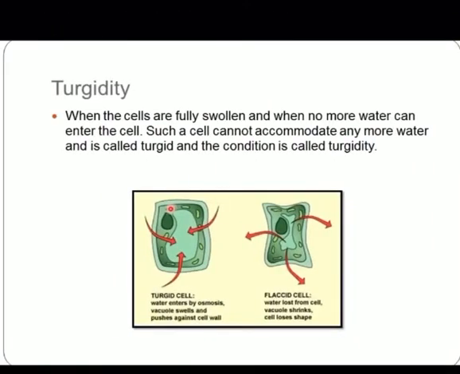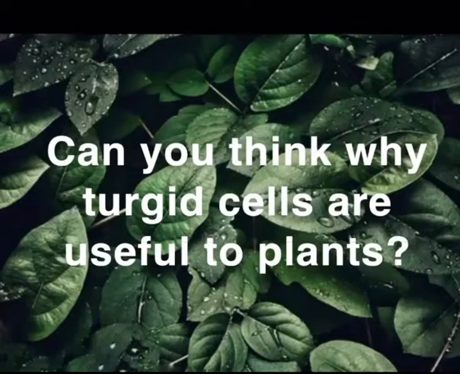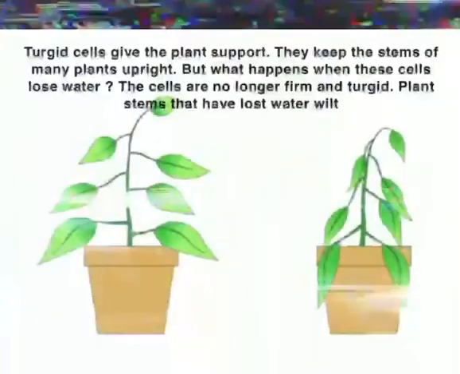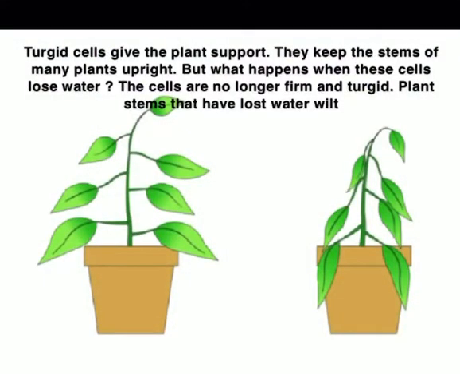Turgidity: when the cells are fully swollen and no more water can enter the cell, such a cell cannot accommodate any more water and is called turgid, and the condition is called turgidity. Can you think why turgid cells are useful to plants? Turgid cells give the plant support, they keep the stems of many plants upright.